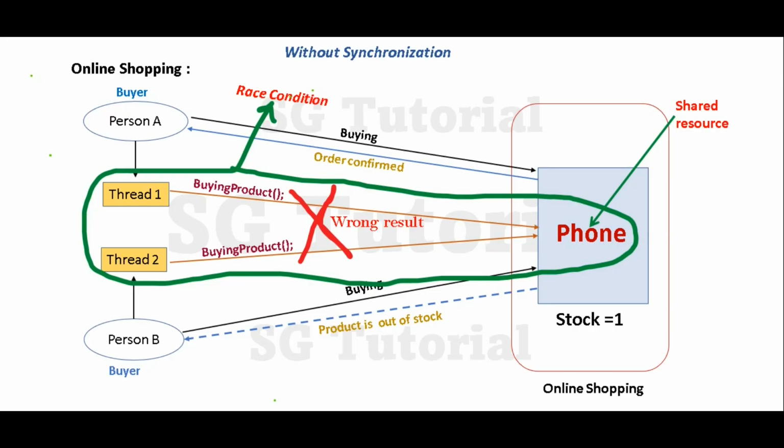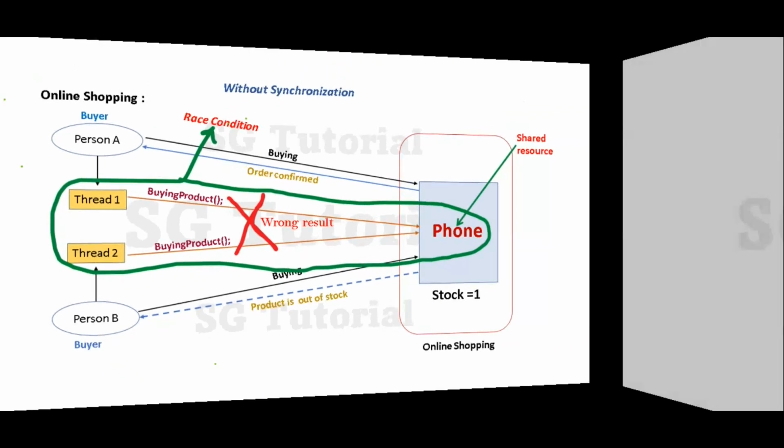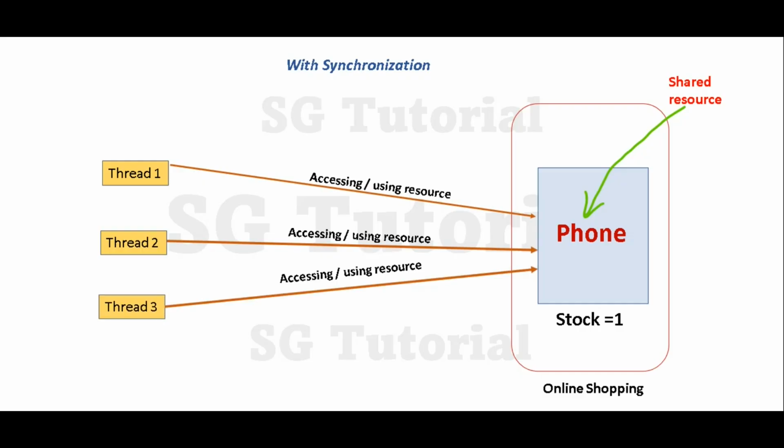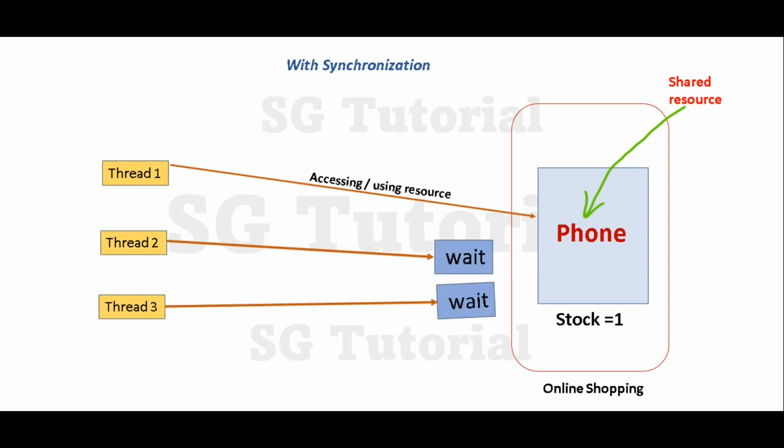So when we apply the synchronization concept in multithreading, only one thread can access the shared resource at a time, and the other threads wait until it finishes accessing the resource. That means when multiple threads access a shared resource concurrently, only one thread uses the shared resource at a time and other threads wait until that thread finishes, so that they don't interfere with each other, and therefore we always get the correct result.